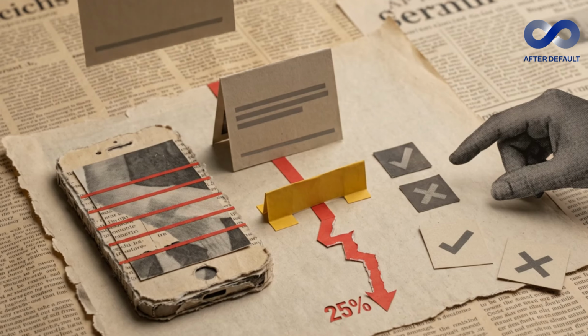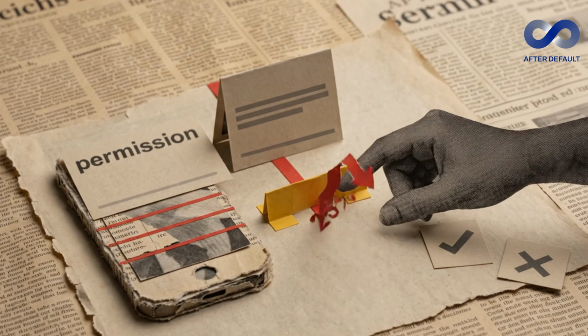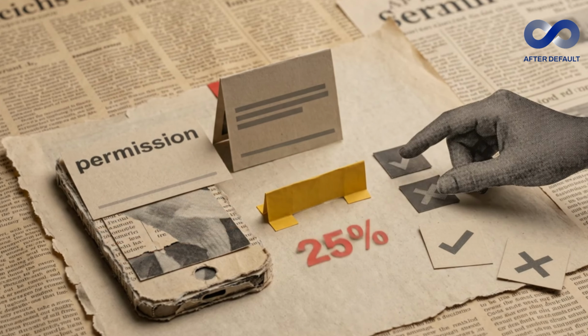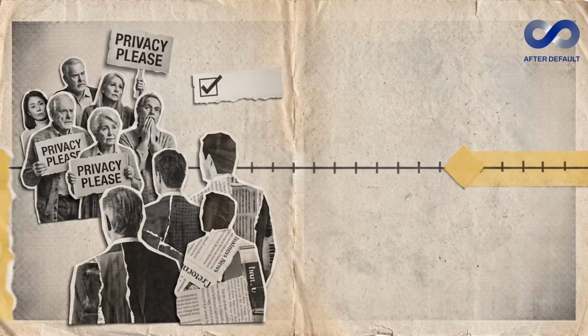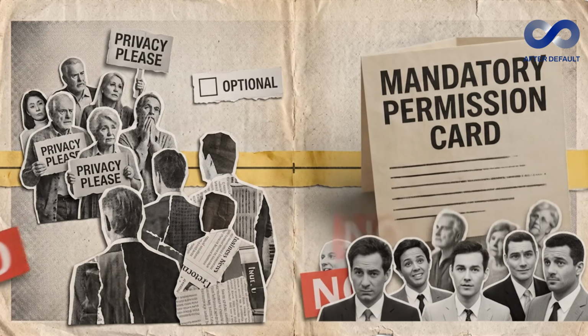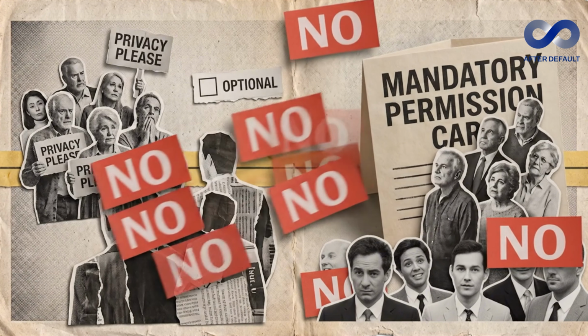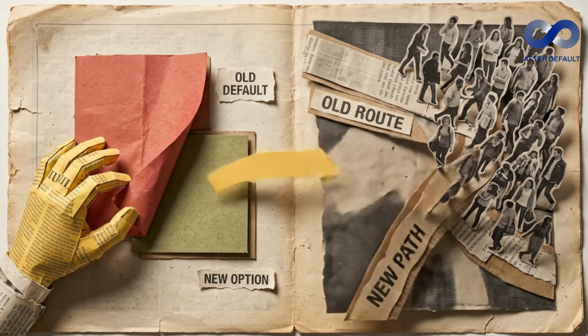When Apple introduced app tracking transparency, requiring apps to ask permission before tracking you across other apps, the opt-in rate collapsed to around 25%. Users wanted privacy, but when asking was optional, companies didn't ask. When asking became mandatory, users said no. The default changed. The behavior followed.